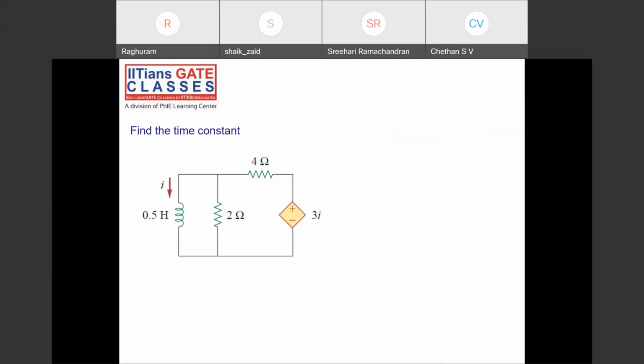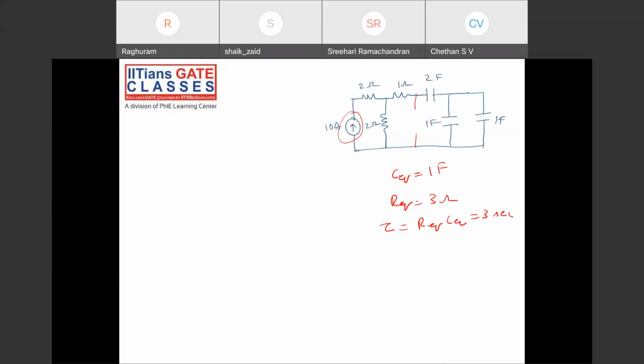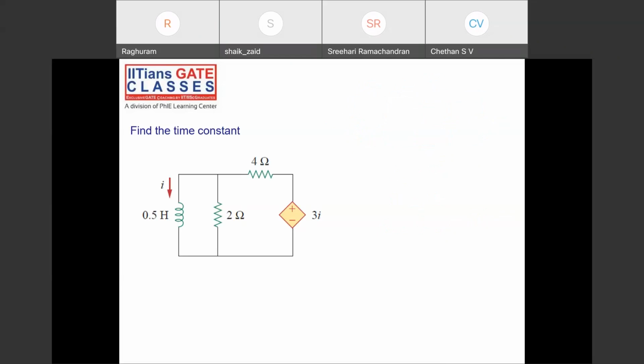Find the time constant, everyone. Sir, in the previous question, what is R equivalent? 2 and 2 is parallel. You see, this is a current source, right? What happens if you turn off a current source? It gets opened. That is correct, sir. Got it, sir. I thought it's voltage. Okay, short. Okay. This one, everyone.